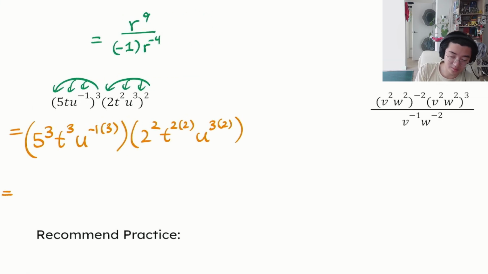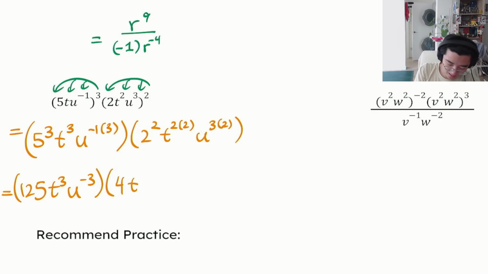5 to the power of 3 is 125. T cubed. U to the power of -1 times 3, which is -3. So all of this times 2 squared is 4. T to the power of 4, because it's 2 times 2. U to the power of 6, because it's 3 times 2.